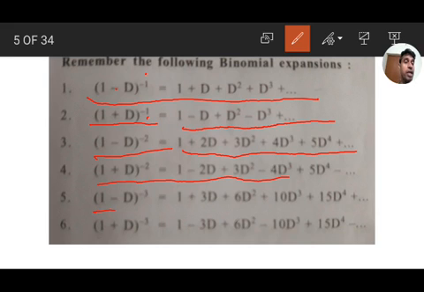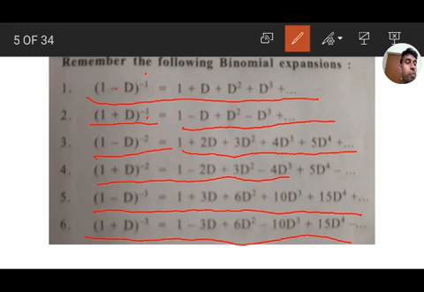(1 − d)^(−3) = 1 + 3d + 6d² + 10d³ + 15d⁴ + and so on. (1 + d)^(−3) = 1 − 3d + 6d² − 10d³ + 15d⁴ − and so on. Remember this formula, so we can directly expand.